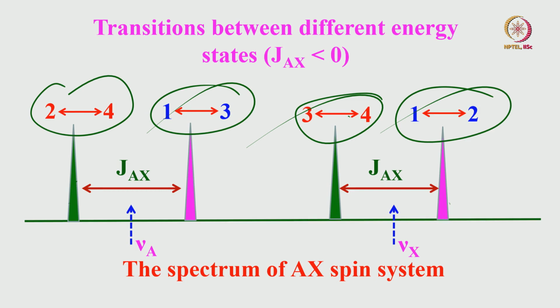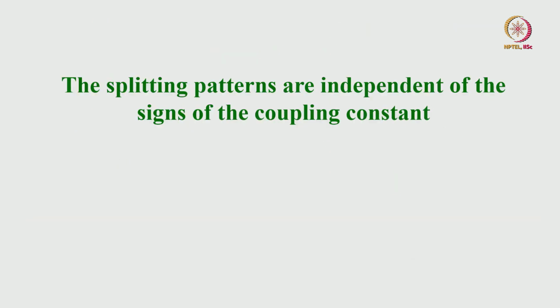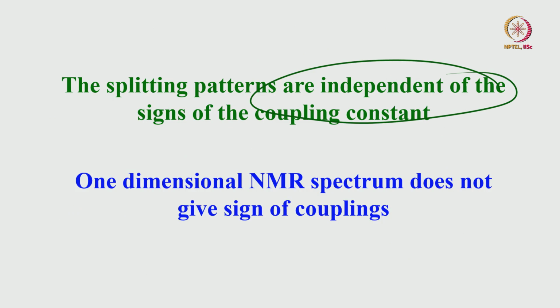So, can you see the difference if I do not tell you this? If I give you only the spectrum of 2 lines, you will not know whether it is positive or negative. What does it mean? The splitting patterns are independent of the signs of the coupling constant. So, that means one dimensional NMR spectrum does not give the sign of the couplings.